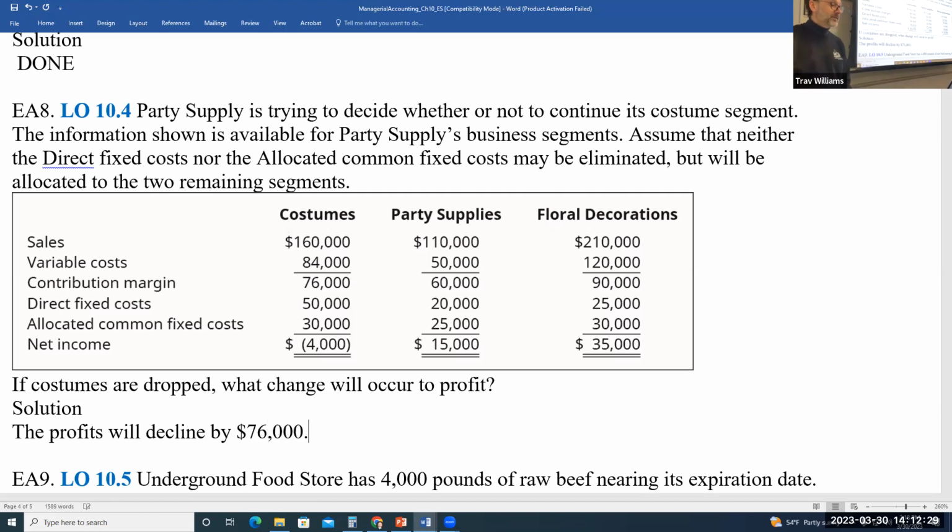$76,000. So isn't that interesting? Because it shows the costumes division has a net income of negative $4,000, right? It's losing money. But if we get rid of it, we're going to lose $76,000, not $4,000. So we're actually better off keeping this segment of the company that's losing money because it's helping cover some of those fixed costs.